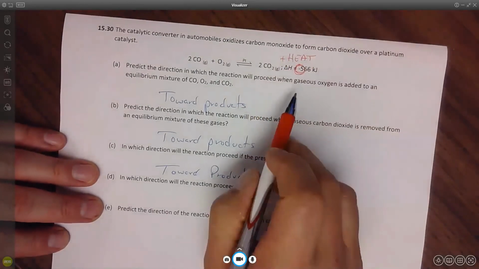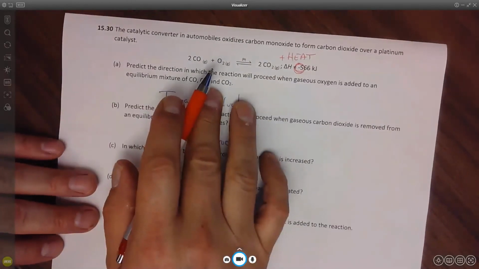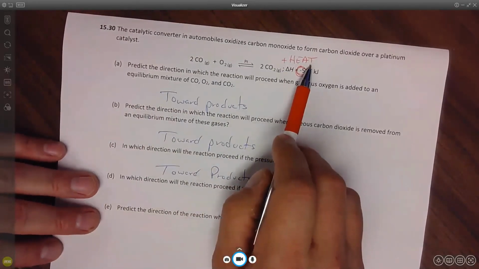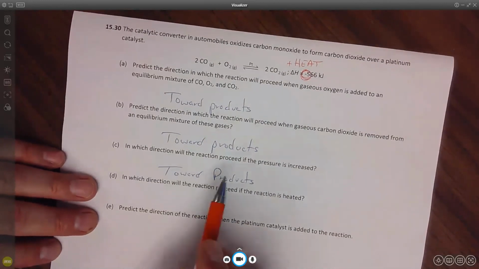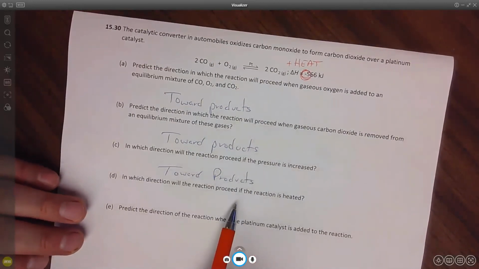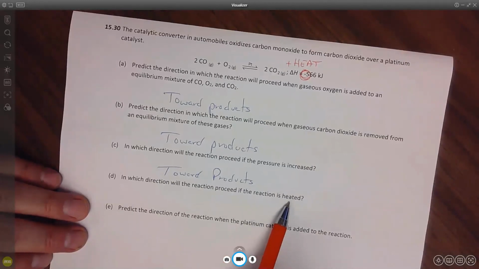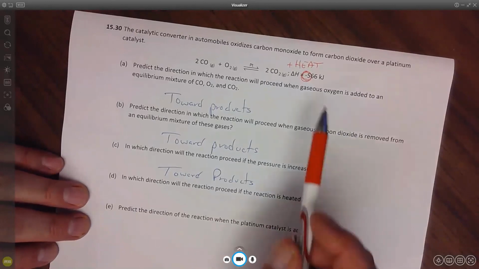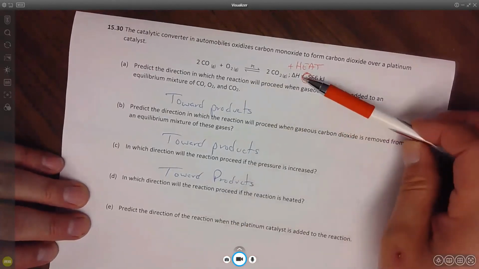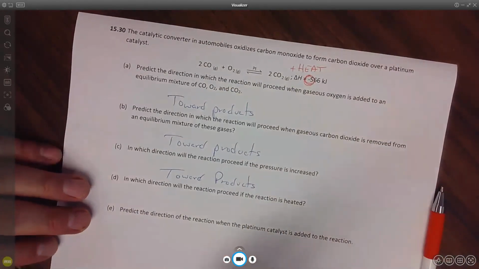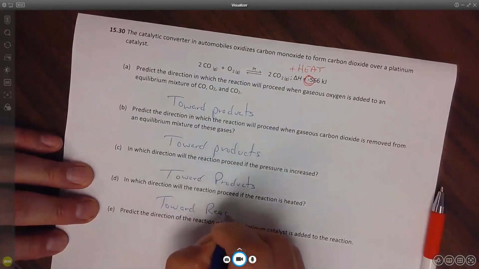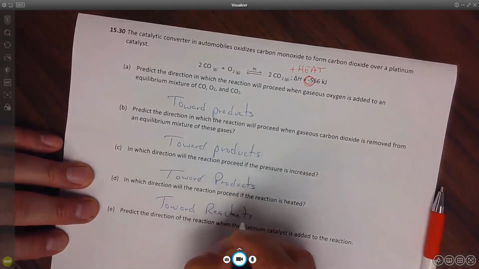If this were positive, we would be adding energy to the chemical reaction. In an exothermic reaction, we're losing energy in the chemical reaction. So heat would be a product. So if I increase the temperature, I heat it up, it would go towards reactants. Right. It's going to try to get rid of that extra heat by going back towards the reactants. So in this case, it's toward reactants. Okay, any question about that?